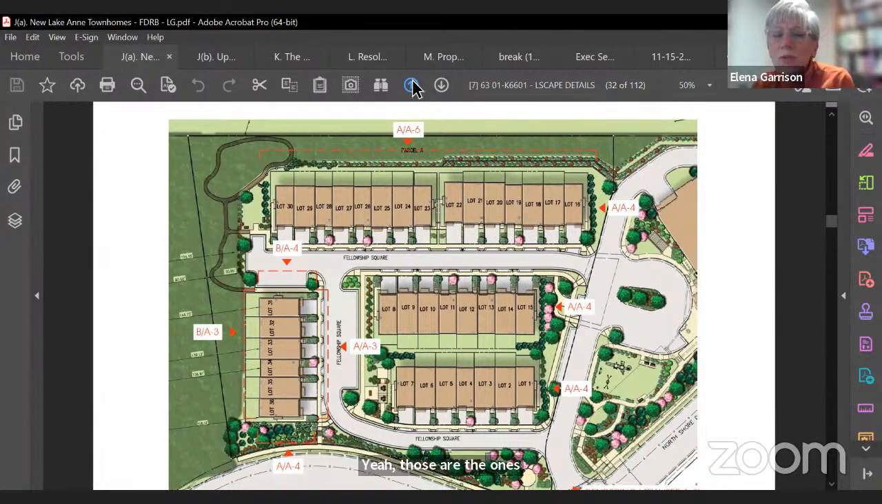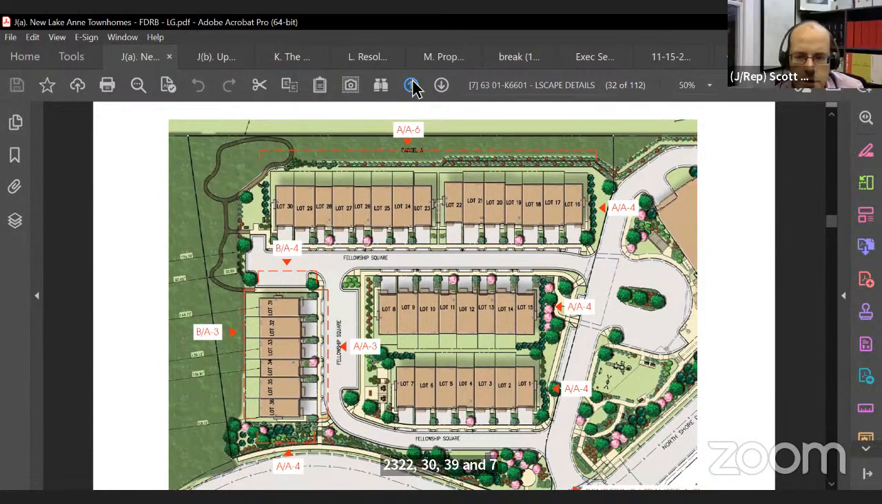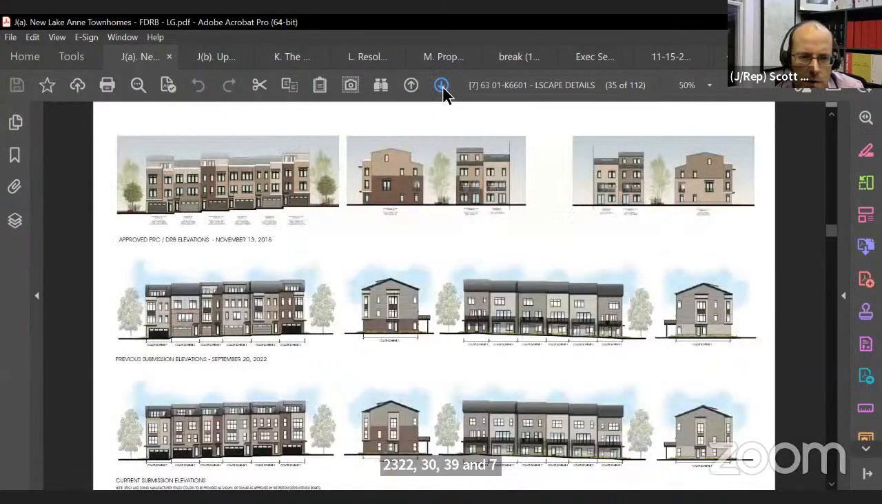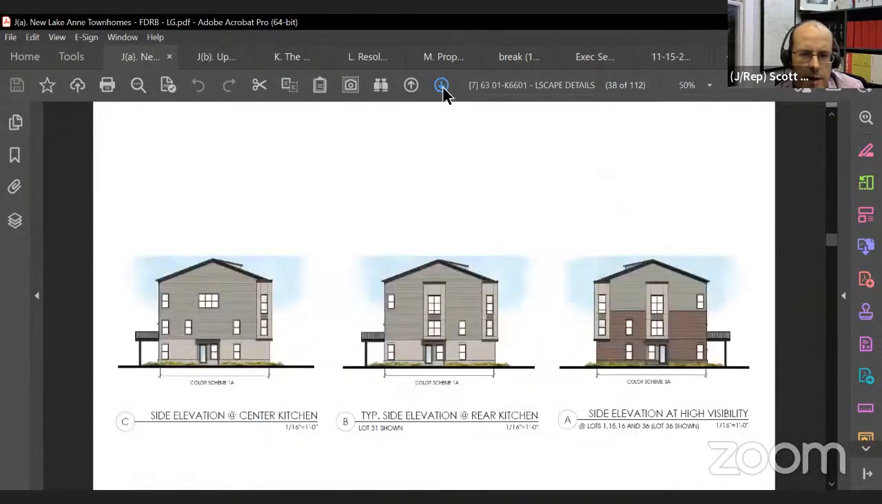And so there'd be a different elevation for lots 23, 22, 30, 31, 8, and 7. Yes, if you go to the side elevations page, I had a whole sheet for that. One more, keep going past the fronts. Oh, that was the comparison. There you go.